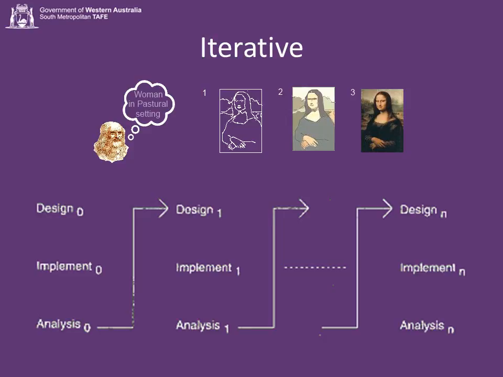The iterative model. This is a learning model. It starts with an incomplete specification. Produce part of the software, review it, identify further requirements, produce a new version, and we go round and round and round. And hopefully we end up producing what the customer wants, even though at the beginning the customer didn't know what he wanted.